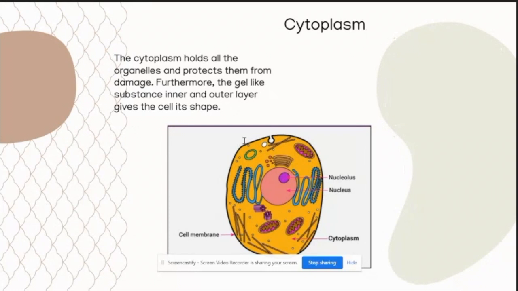So a cytoplasm holds all the organelles and protects them from damage. Furthermore, the gel-like substance inside and outside the layer keeps the cell its shape. So the texture of the cytoplasm is similar to glue and very slimy.